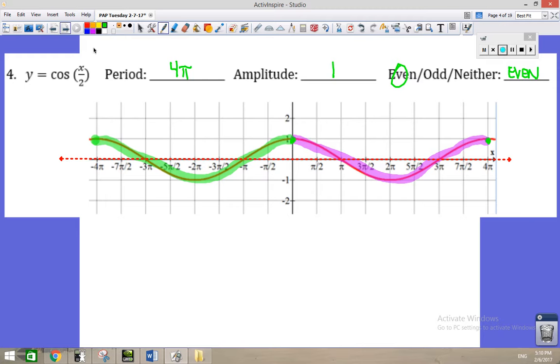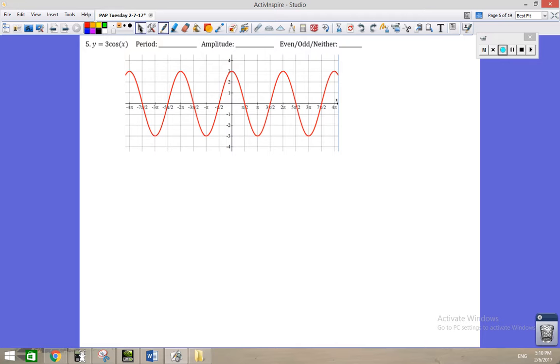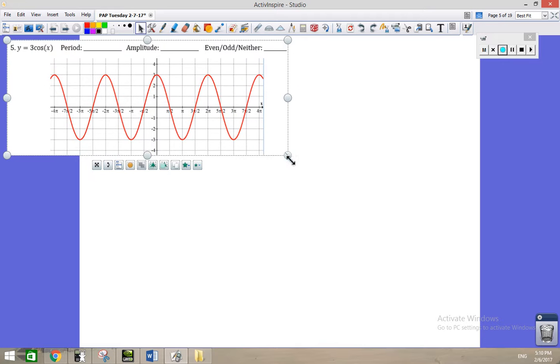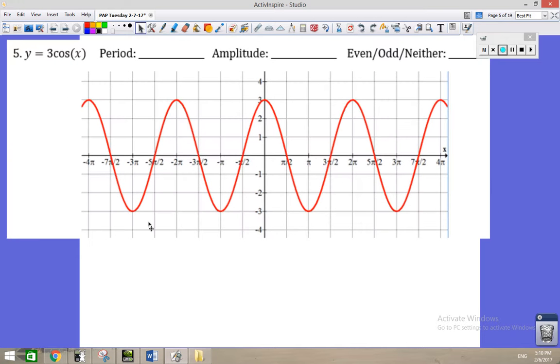Alright, so here we have a transformation of the cosine curve. The 3 is a vertical stretch. So let's look at the period. We're starting here at 0, 1, and then to get back up to there, one cycle, is of length 2 pi. The x-coordinate here is 2 pi, the x-coordinate here is 0, and 2 pi minus 0 is 2 pi. That length is 2 pi.